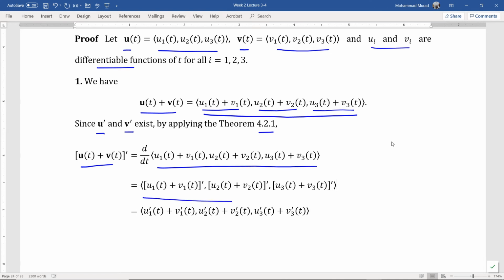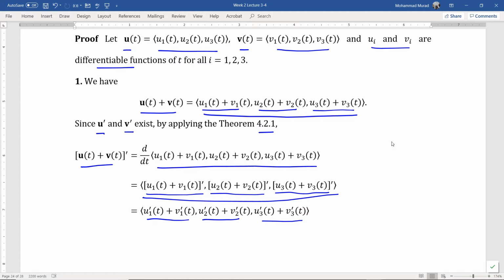the vector is obtained by just replacing the first component by the derivative of the first component, the second component by the derivative of the second component, and the third component by the derivative of the third component. Now, for the scalar functions, the derivative of the sum of two functions is exactly equal to the sum of their derivatives, as in the cases of the second and third component.